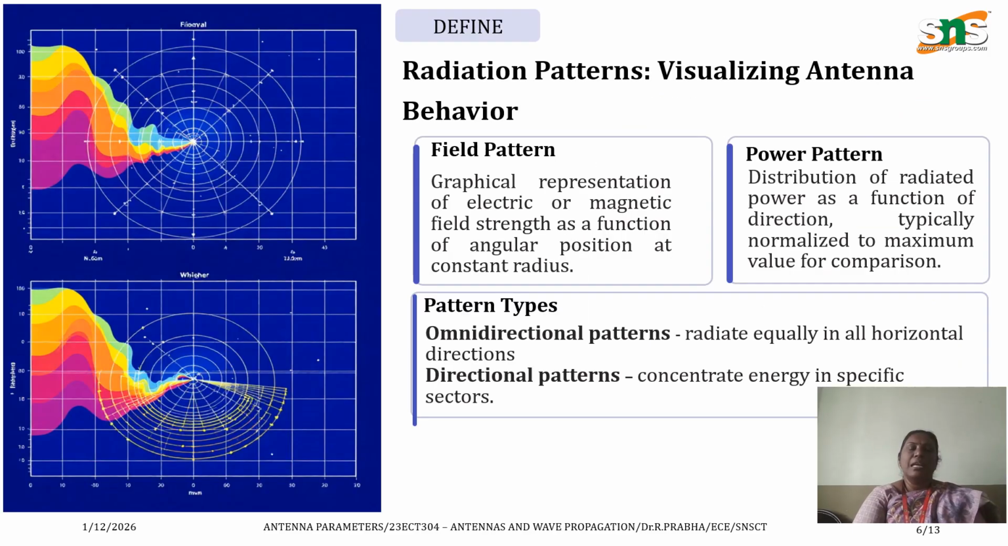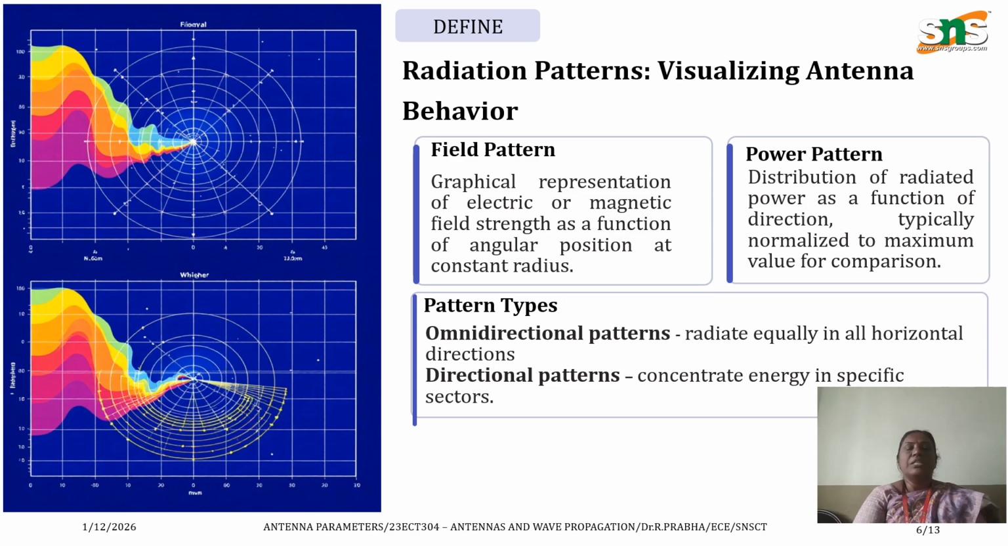So next is the radiation pattern. This is another important parameter to know the characteristic of the antenna, because this shows in which direction the antenna radiates more and in which direction it gives less radiation or zero radiation. To visualize the antenna behavior, that is the antenna radiation characteristics, we can use radiation patterns, and there are two types of radiation pattern. It is a graphical representation of radiation either in terms of electric field strength or in terms of received power.